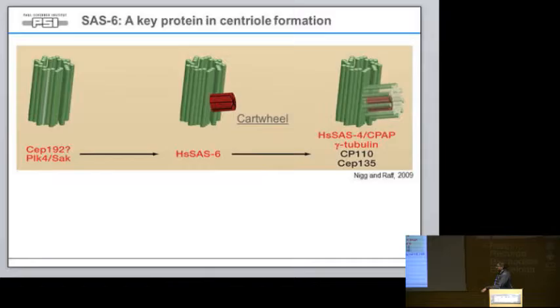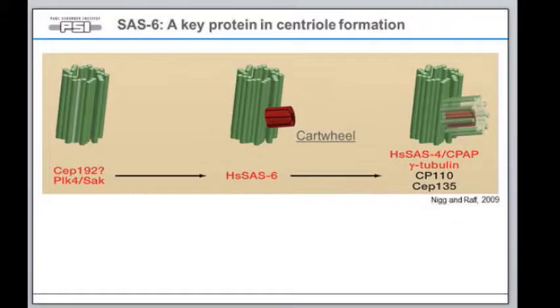People also started to look at the key players that launch this procentriole formation program. Amongst the several hundreds of proteins that localize to the centrosome, it turned out that only a handful are really essential to launch this program. At the very beginning, there is a master kinase that triggers procentriole formation, then there is a protein called SAS-6 that plays a role during cartwheel formation, and then additional proteins that ensure that the microtubules can be assembled around this cartwheel structure.